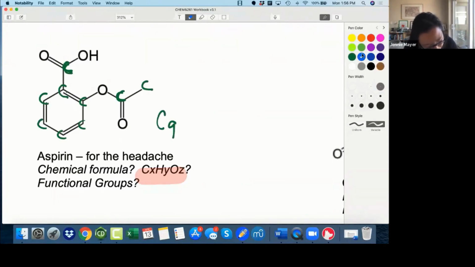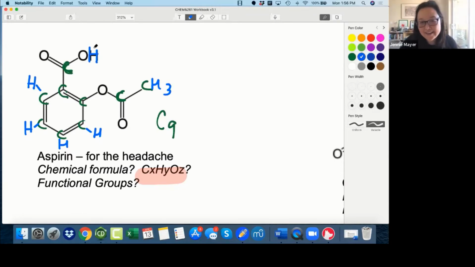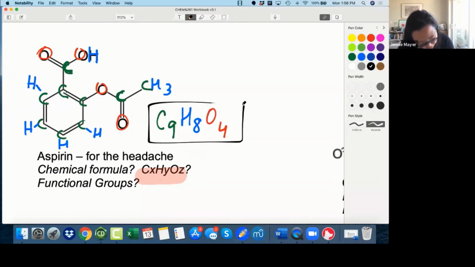For hydrogens, you can draw them in at the beginning, but eventually you want to be at a point where you don't have to draw them in. You can just see them or know that they're there. If I draw in all my hydrogens, including the one that's already here, I've got 1, 2, 3, 4, 5, 6, 7, 8. And for oxygen, 1, 2, 3, 4. So that's basically how you should be able to see everything without it showing explicitly.